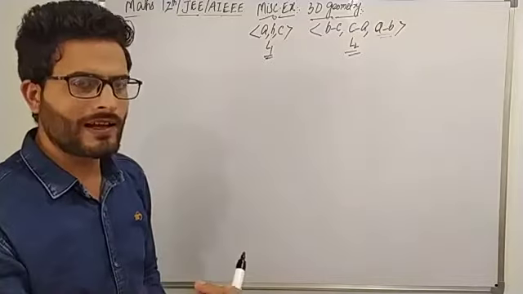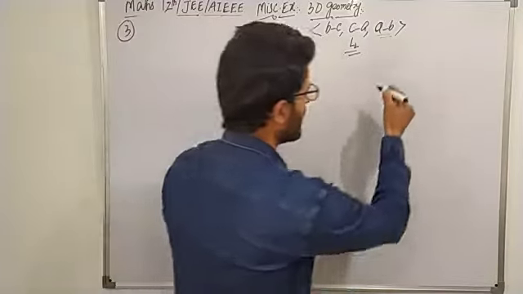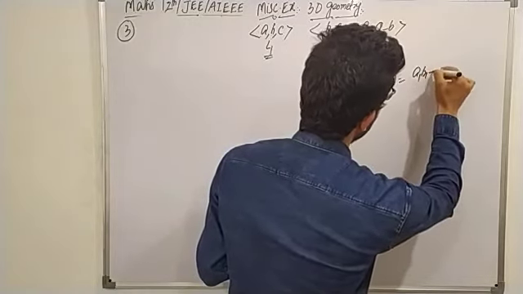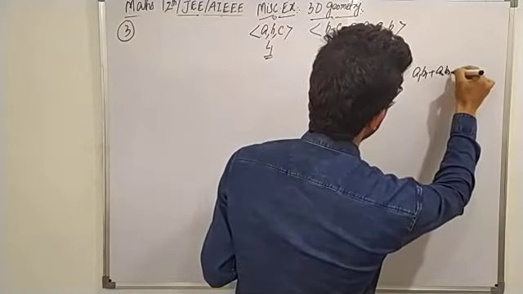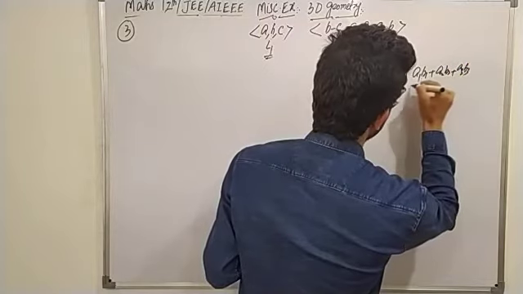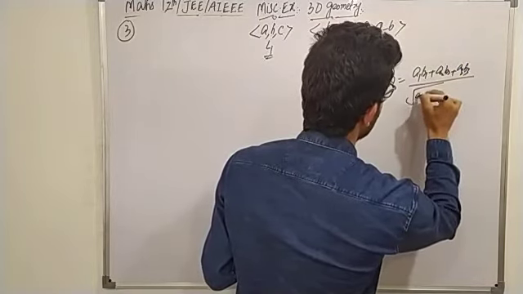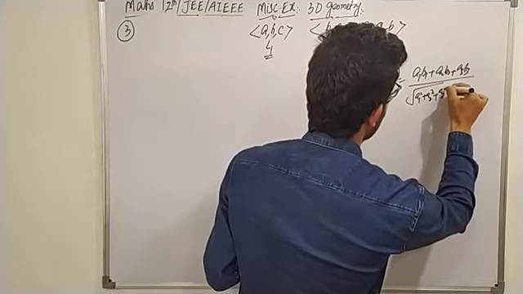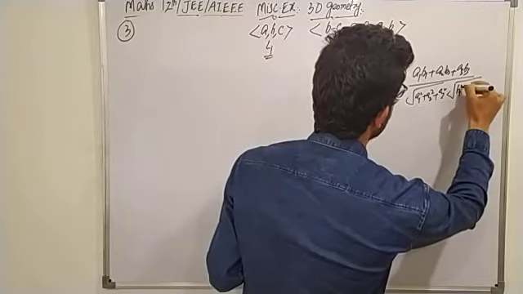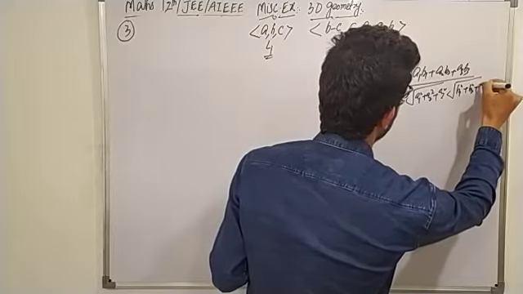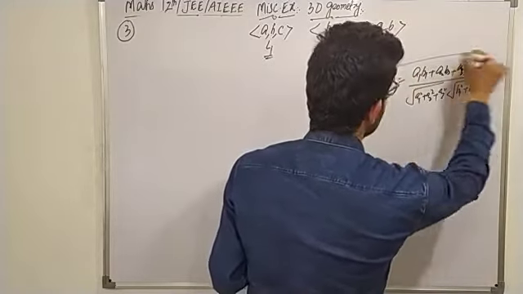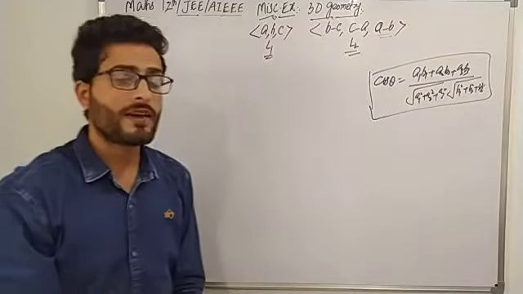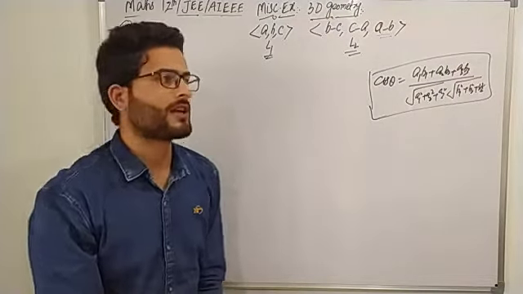So that angle is given by the formula cos theta must be equal to, yes, A1 B1 plus A2 B2 plus A3 B3 divided by square root of A1 square plus A2 square plus A3 square into square root of B1 square plus B2 square plus B3 square. This is actually the expression for calculating the angle between two lines when their direction ratios are given.